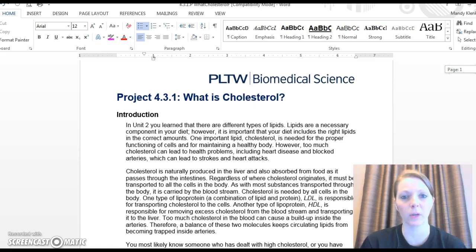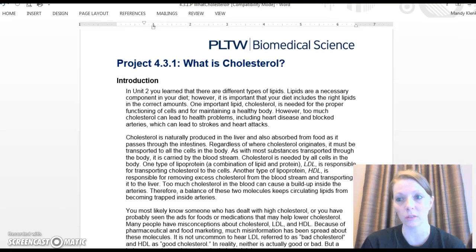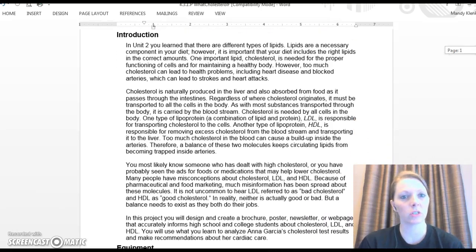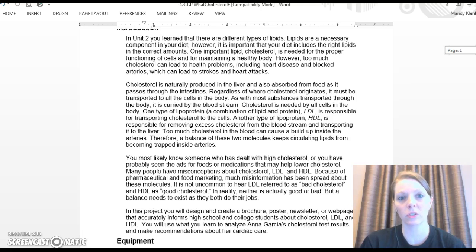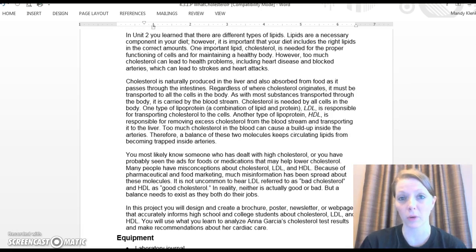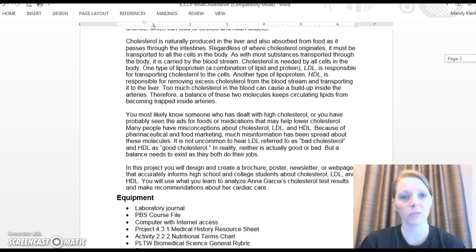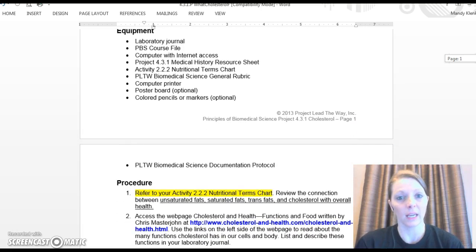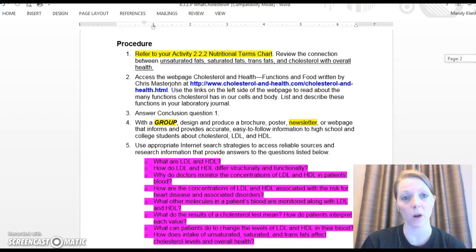On 4.3.1, we are looking at what is cholesterol. So what you need to do is read the introduction. It is going to talk about lipids. This is going to go back to our biomolecules that we were doing earlier in the year. So read through the introduction. Then this is also going to have you pull back out some of your old work.